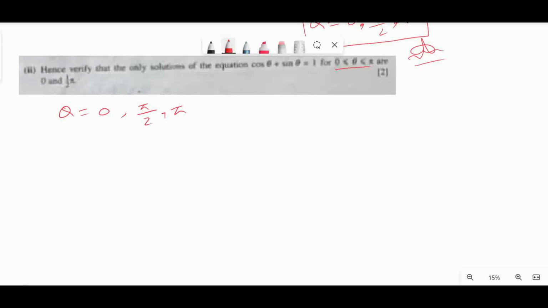We know that the equation is cos theta plus sine theta is equal to 1. So first of all, let's put theta equal to 0. So for theta equal to 0, cos theta must be cos 0.